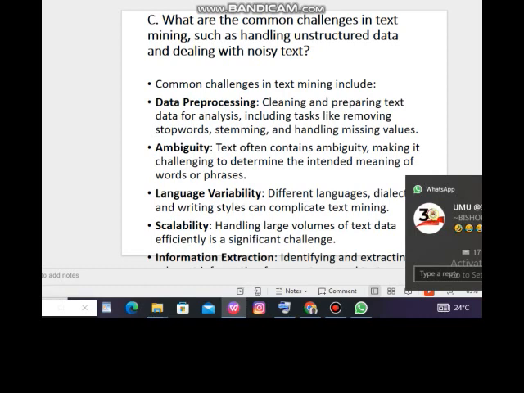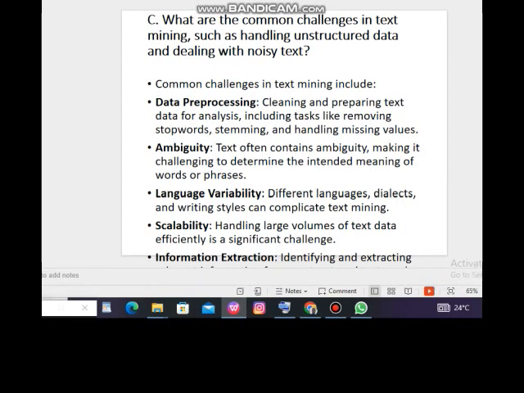Common challenges in text mining include data preprocessing, cleaning and preparing text data for analysis, including tasks like removing stop words, stemming, and handling missing values. Ambiguity. Text often contains ambiguity, making it challenging to determine the intended meaning of words or phrases. Language variability. Different languages, dialects, and writing styles can complicate text mining.